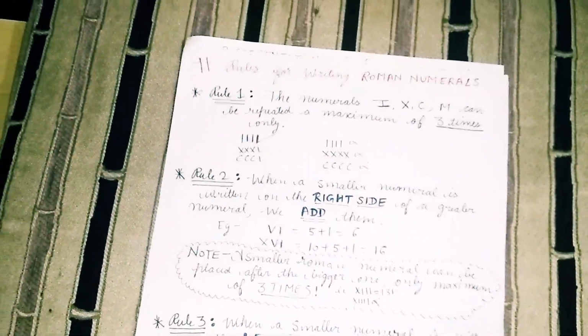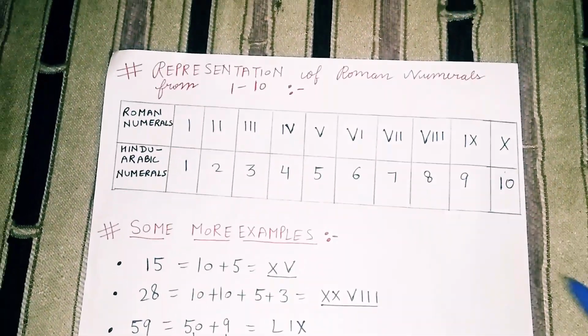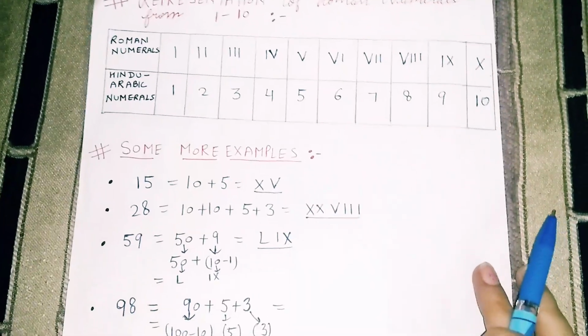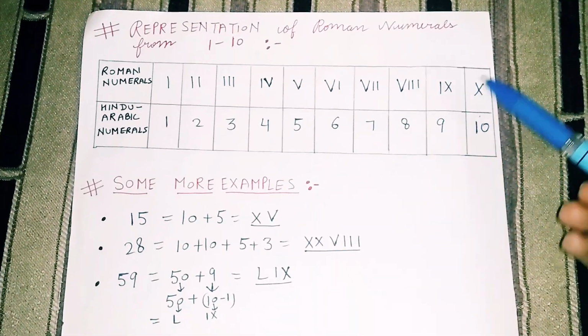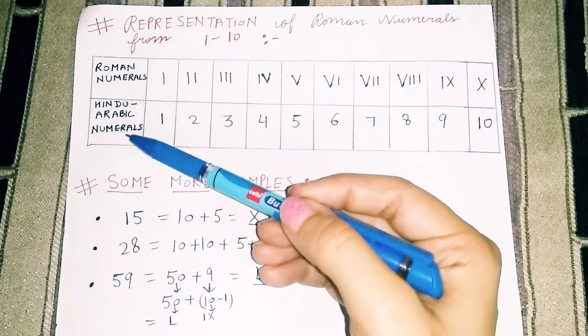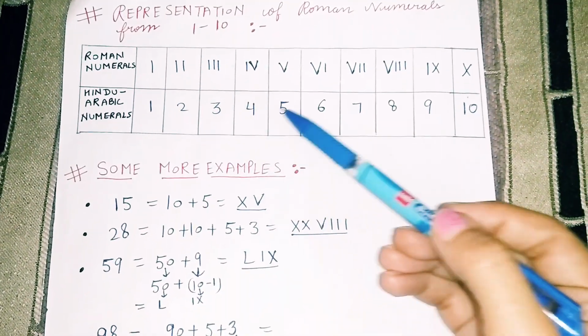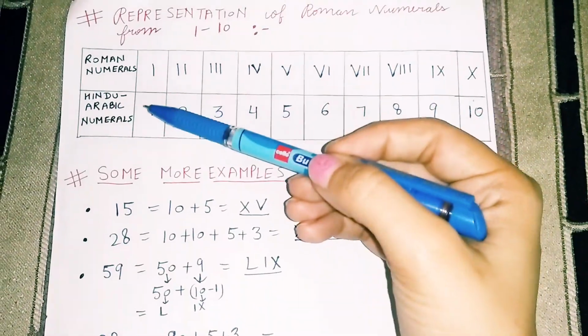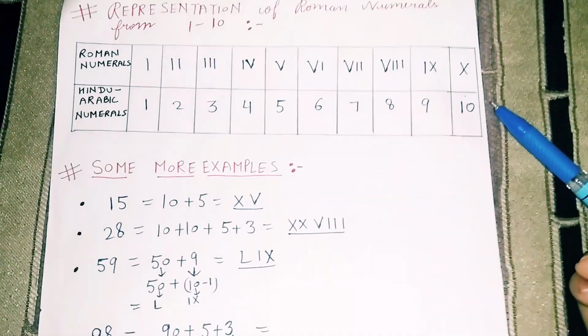Now next is representation of Roman numerals from 1 to 10. Children, you can see I have drawn a table. In this, I have shown a comparison between Hindu-Arabic numerals and Roman numerals. For each Hindu-Arabic numeral value, a corresponding Roman numeral value exists. So let's see.